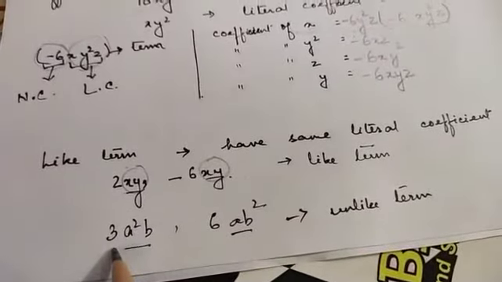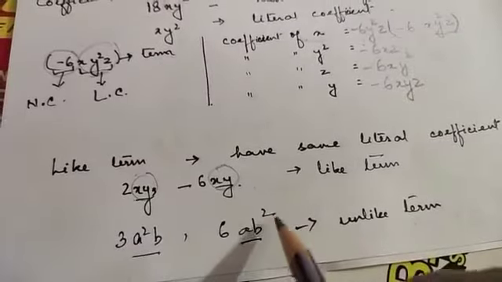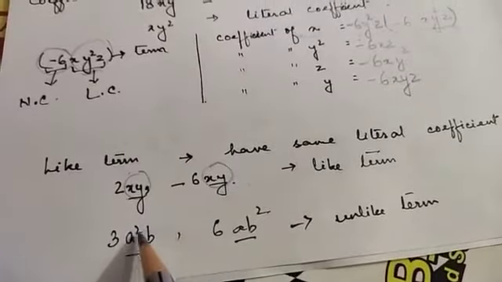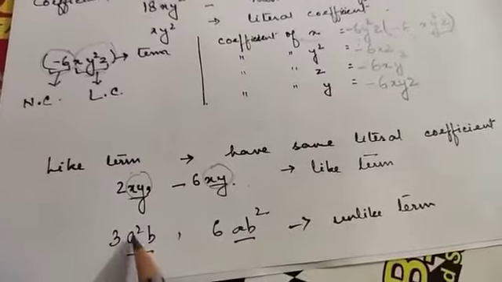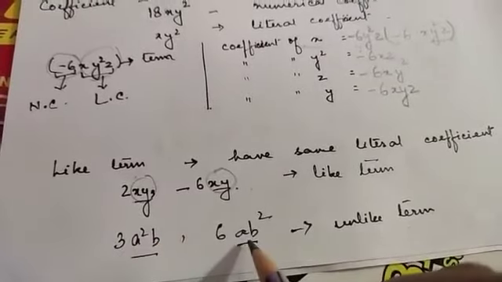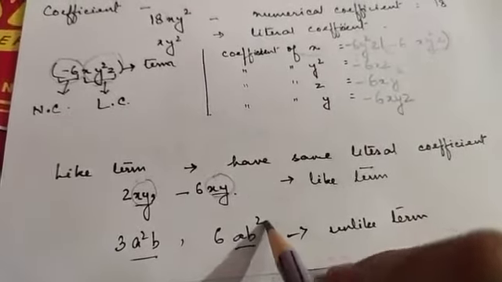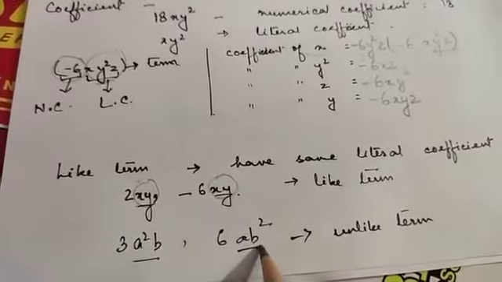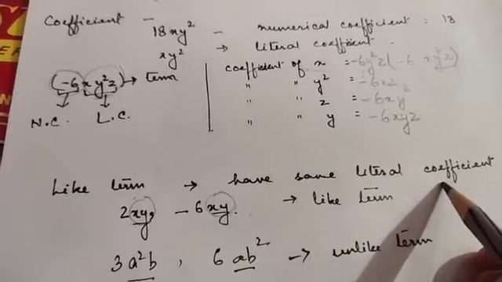Look at the next example, 3a square b and 6ab square. This is a square b, ab square. They are different, isn't it? Here it is a to the power 2, here a is to the power 1. Here b is to the power 1 and here b is to the power 2. So, they are unlike terms. Like terms have the same literal coefficient.